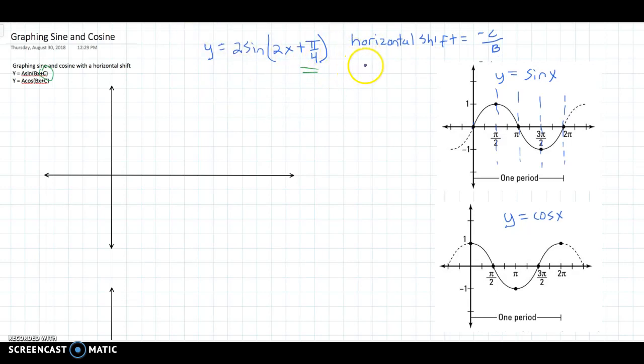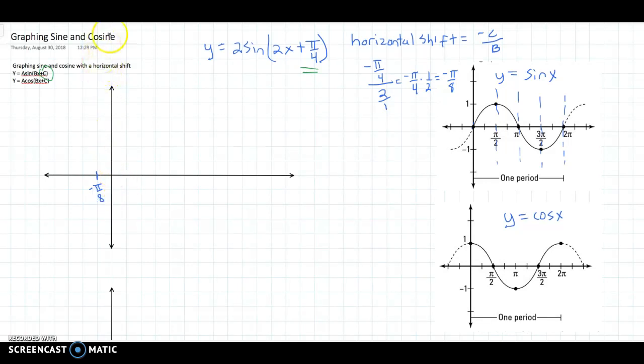So let's do that here. We've got a c value of pi over 4, and we've got a b value of 2. And when you divide that, notice that you're dividing by 2 over 1. So correctly doing the arithmetic, that's multiplying by a half. What do you get there? You get negative pi over 8. This is the horizontal shift, and because it's negative, the horizontal shift is to the left of the origin, and I'm just going to place a point over here at negative pi over 8.